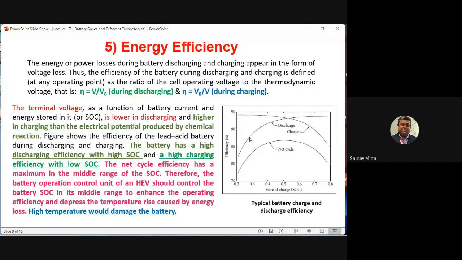The graph which starts from the left side and goes up to the right side is the discharge graph. And the graph that is falling down is the charge graph. So as the battery is charging, its efficiency is actually reducing. That you have to note.